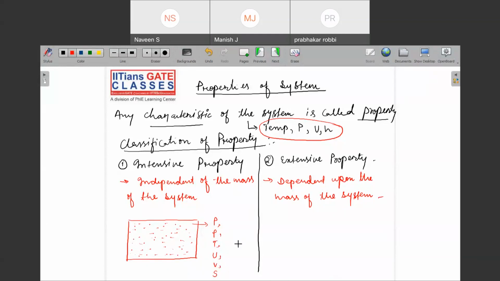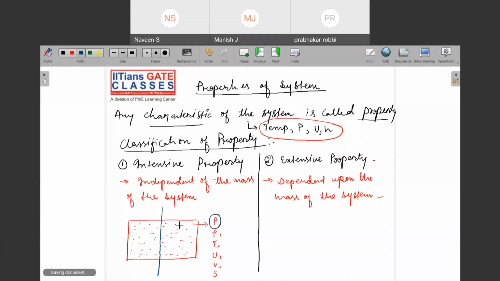Specific means what? Per unit mass. So in order to identify whether a given property is intensive or extensive, we will simply divide this system into two parts, pick up that property, and see whether dividing the system changes it. So let us first move to pressure.